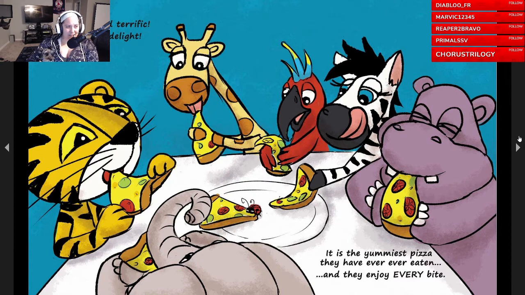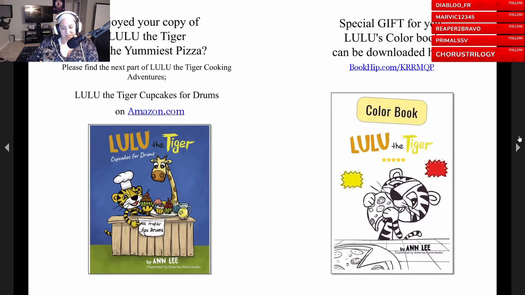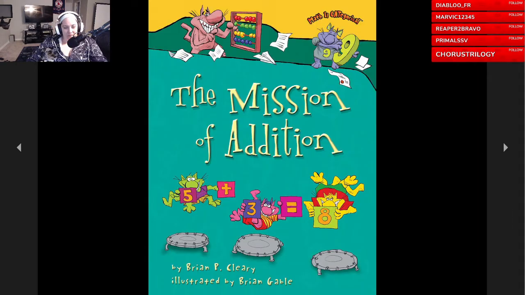It's tasty and terrific, a delicious delight. It is the yummiest pizza they have ever eaten, and they enjoy every bite. The end. The mission of addition.